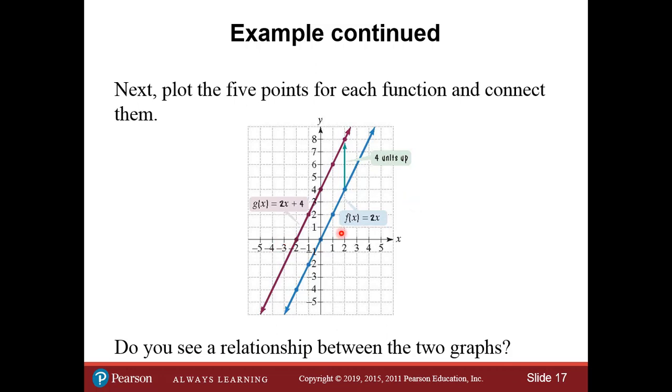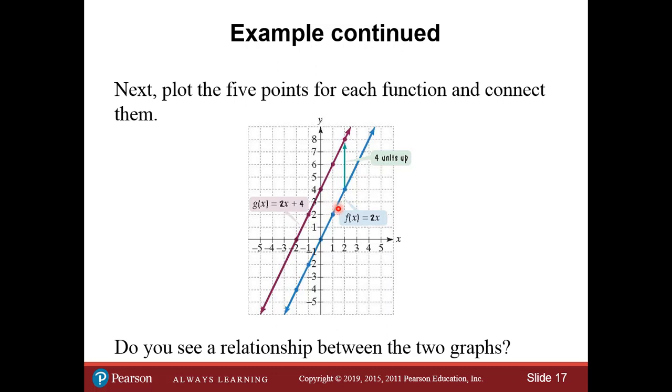Now, if you look at these two, do you see a relationship? Some of you would probably look at this right away and say, oh, one is moved to the left. So g of x is moved to the left 2 units versus f of x. And you're right in a sense, but that's not actually what's going on. It's actually being moved up. This point here is being moved up 4 units.